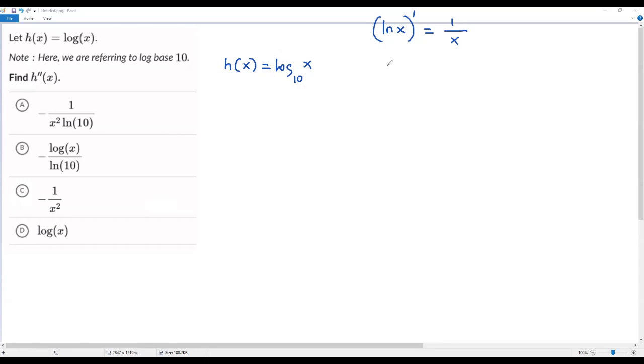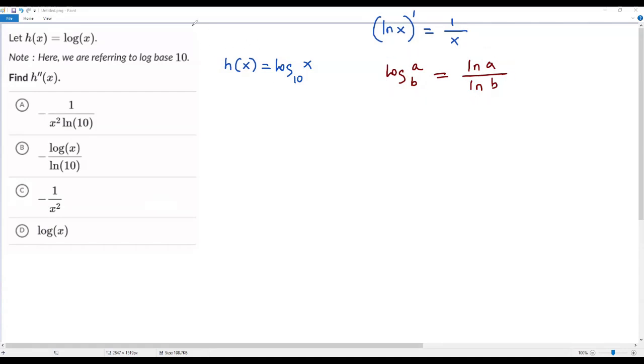Now let me consider log a to the base b. In this logarithm, the argument is a and the base is b. If I want to convert this logarithm to a natural logarithm, I have to write two natural logarithms in a fraction. For the natural logarithm in the numerator, this a should be taken as the argument. And for the natural logarithm in the denominator, I have to take this b as the argument. So this is the formula to convert any logarithm to a natural logarithm.